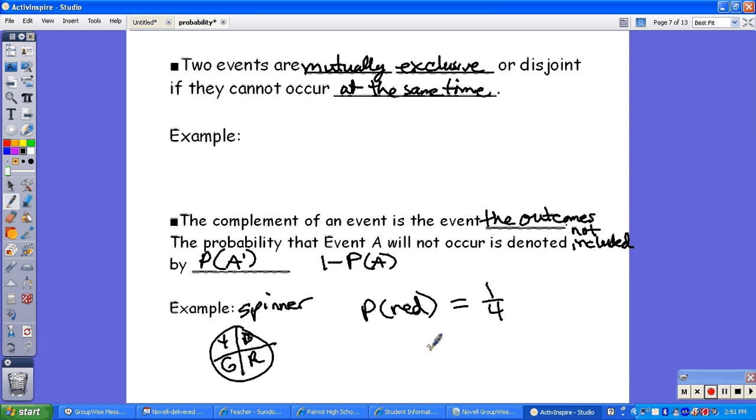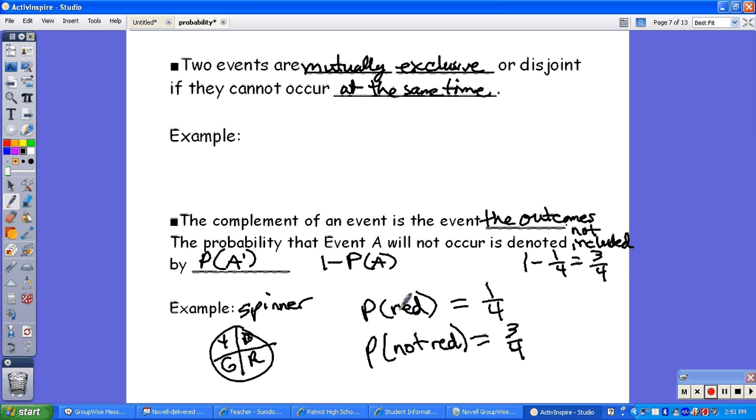Now, what's the probability of getting not red? Okay, and so what you would see there is which ones are not red. Well, there's 3 that are not, so that would be a 3 out of 4. Okay, so that's what I mean when I say outcomes not included. Red is an included outcome, so a not red would be the ones that are not included. Now, of course, another way you can do this is you can do 1 minus 1/4. So if you know what that probability is and then you subtract, you get 3/4.